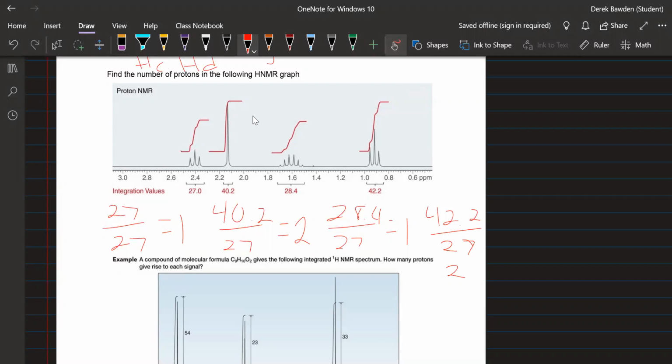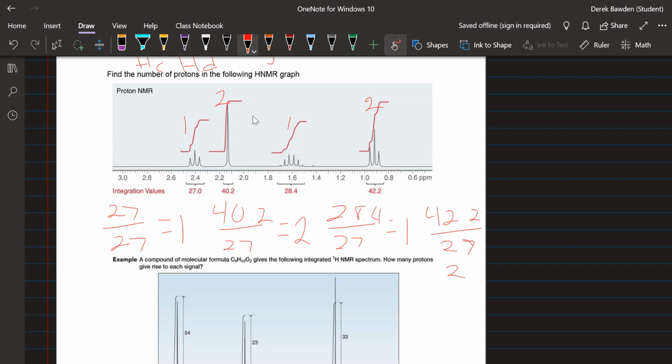So we know that this peak has one hydrogen, so that's one hydrogen with two neighbors because there's 3 peaks. Then this peak has 2 hydrogens, but there's only 1 peak, so 2 hydrogens with no neighbors. This one is represented by 1 hydrogen, and that's 1, 2, 3, 4, 5, 6. Looks like 6 peaks, so it's going to have 5 neighbors. And this last one has 2 hydrogens, and there's 2 neighbors there as well.